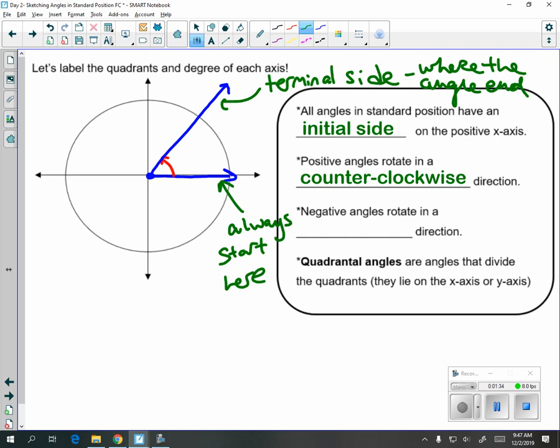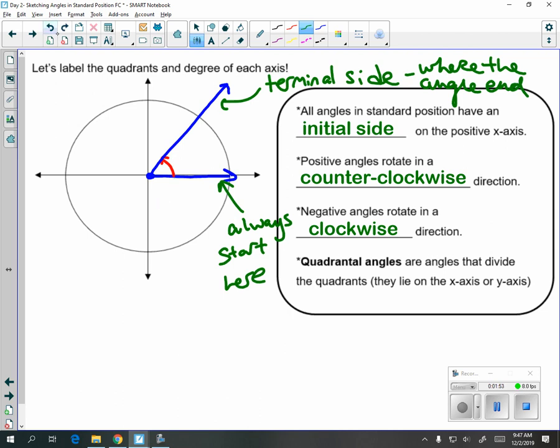Now, if you wanted to go in the opposite direction, that would actually be a negative angle. So positive angles head counterclockwise, negative angles head clockwise. What that would mean is you start at the initial and you go down.